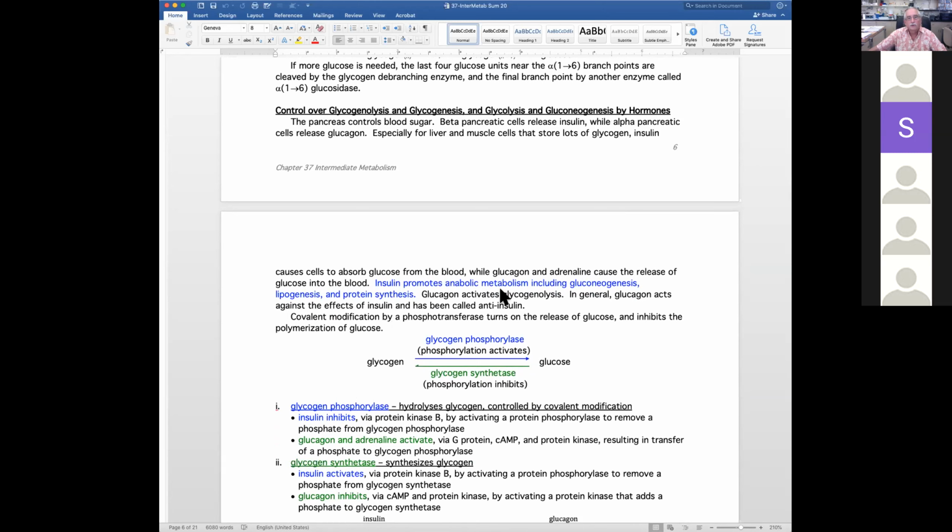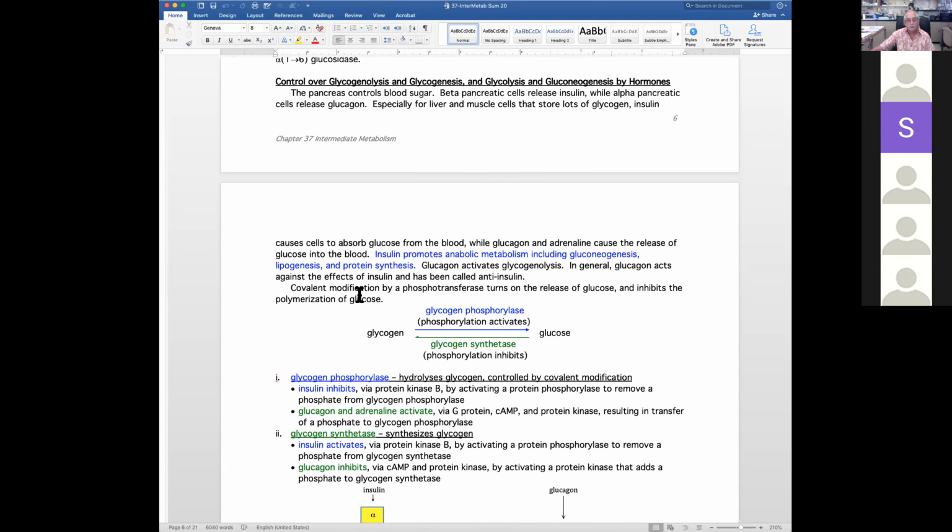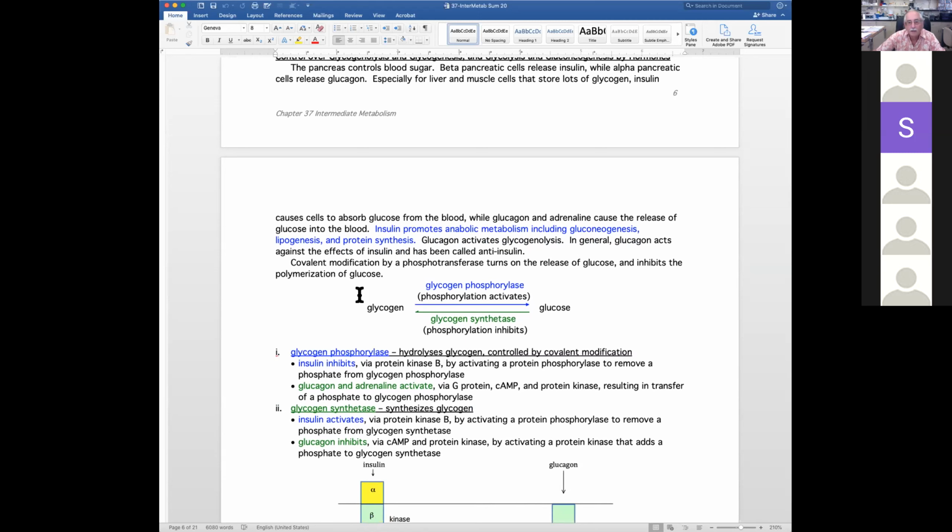So yeah, there's control over glycogenolysis and glycogenesis. You can't have the two processes going on at the same time because that would be ridiculous. So phosphorylation of the enzyme activates this activity and inhibits the other activity. These two separate enzymes right here have opposite effects when you put phosphate on them. One is activated, one is turned off.